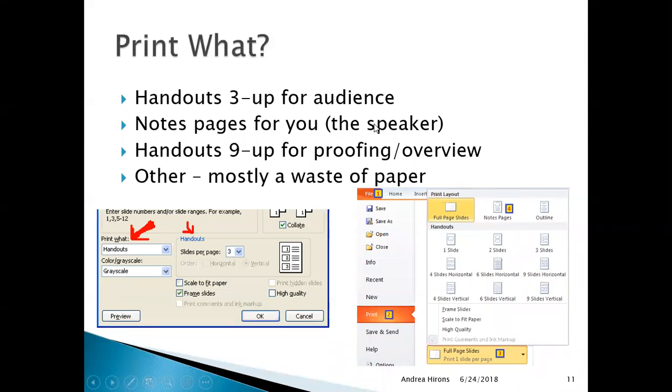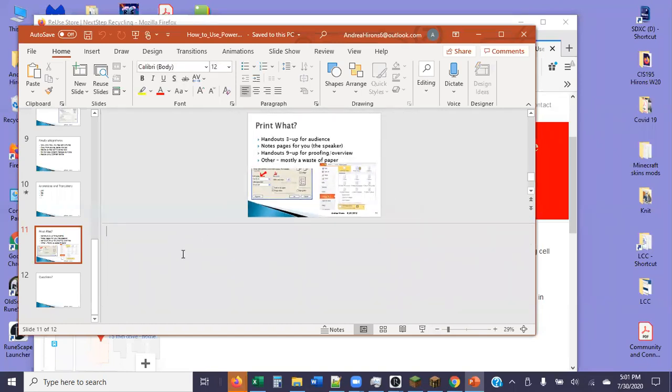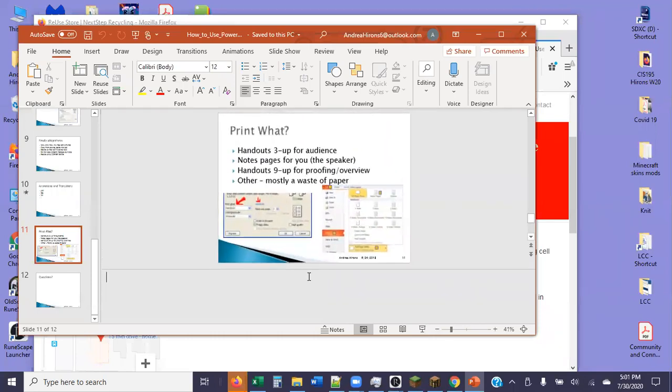Some of them, like notes pages, if you're the speaker, you can see a little picture of it. It's got the slide on top, and then it's got whatever you wrote in notes underneath, and nobody ever sees those notes except in this view. The notes go here underneath. So you would type some notes down here. This is really good if you're nervous about public speaking. You put everything that you want to say down here, and then you print off the notes view for yourself, and then you just read from it as you're giving your talk.